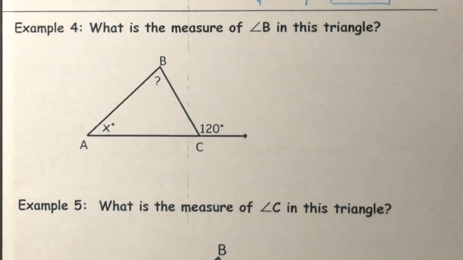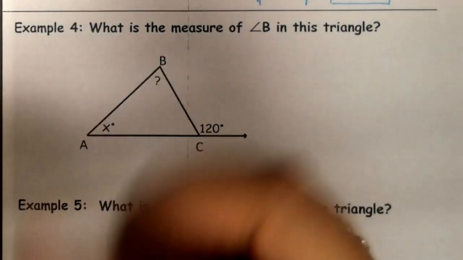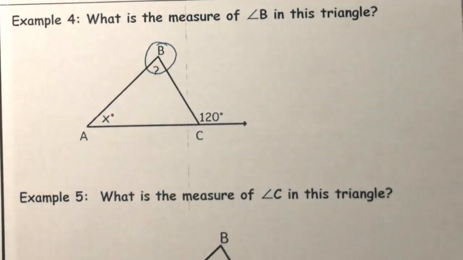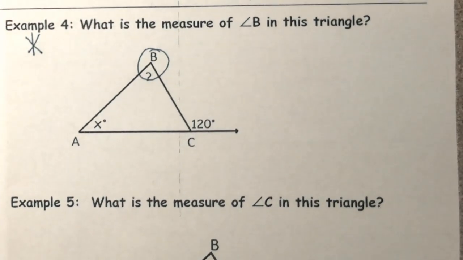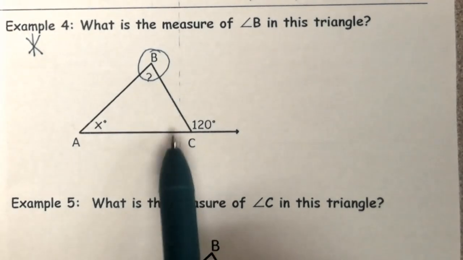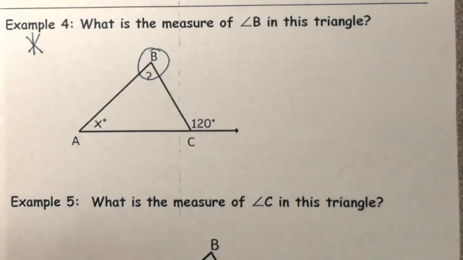I want to know what is the measure of angle B. Oh, everybody star this. It's a test question. So we can't assume that it's equilateral. Although you're right, this would be 60. I don't know that those are both 60.